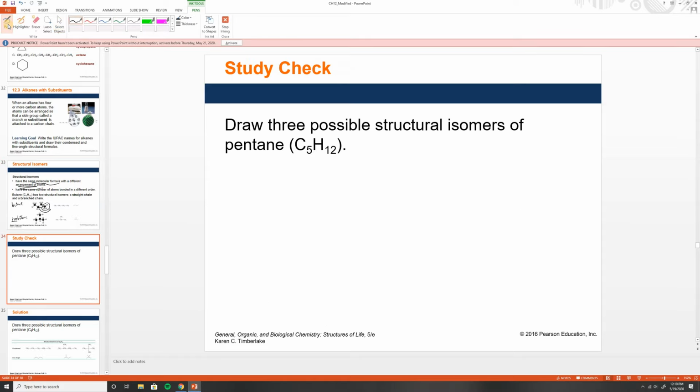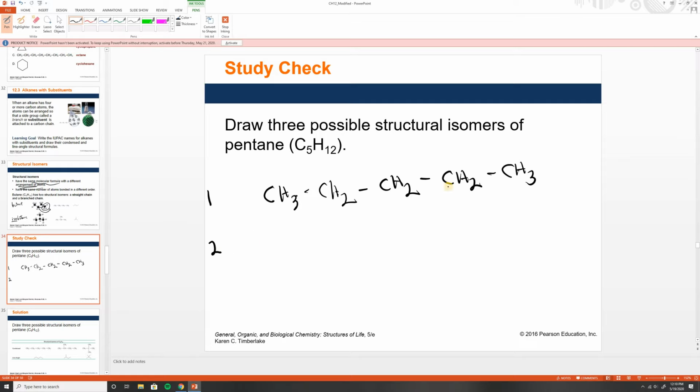Alright, so let's do some practice with isomers. Let's draw 3 possible structural isomers for pentane. So let's just draw pentane as it is. CH3, CH2, we'll do the condensed formula. CH2, CH2, CH3. This is pentane, so that's 1.